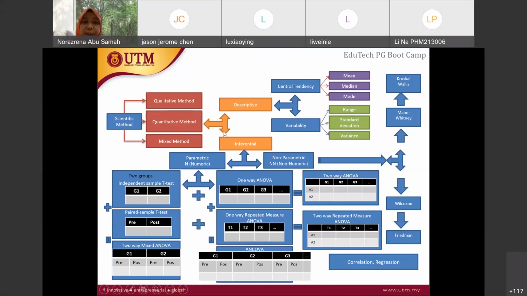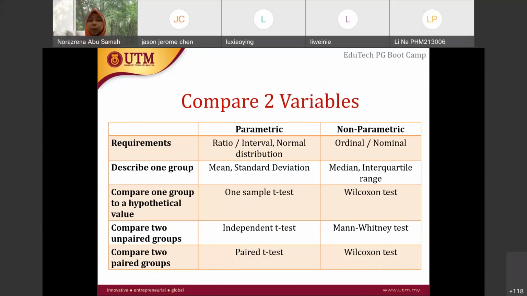And then for inferential, you run a statistical test, whether it is parametric or non-parametric. If this is for two groups, there is the independent sample t-test and paired sample t-test, or two-way mixed ANOVA, one-way ANOVA, one-way repeated measures ANOVA, and so on. You can see this later. This is for non-parametric; we will see this one by one later. To compare two variables, you have to find out the requirements first.